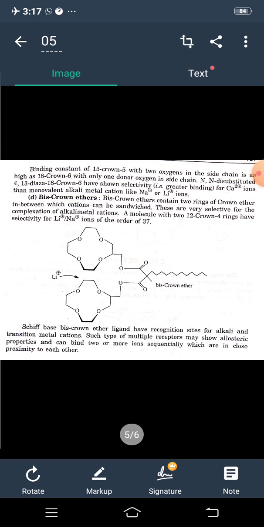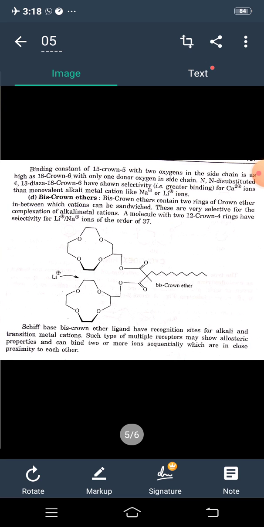So this is a bis crown ether, meaning two crown ethers are binding here. Schiff base bis crown ether ligands have recognition sites for alkali and transition metal cations. Such multiple receptors may show allosteric properties and can bind two or more ions sequentially which are in close proximity to each other.